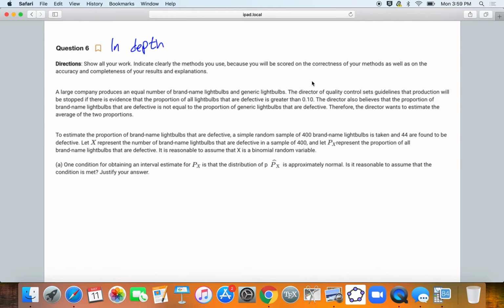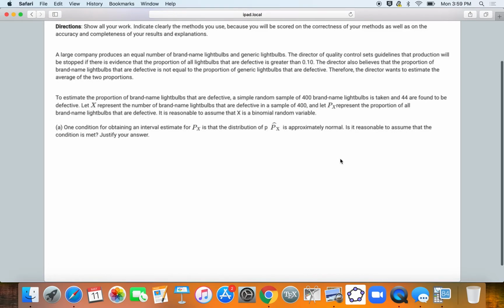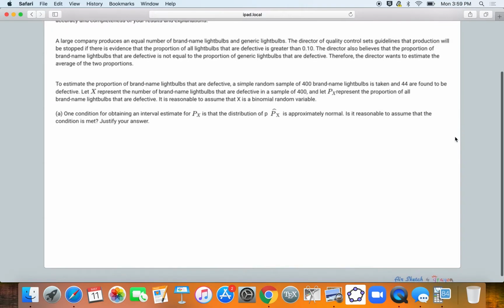All right, a large company produces an equal number of brand name light bulbs and generic light bulbs. The director of quality control sets the guidelines that production will be stopped if there is evidence that the proportion of all light bulbs that are defective is greater than 0.1. The director also believes that the proportion of brand name light bulbs that are defective is not equal to the proportion of generic light bulbs that are defective. Therefore, the director wants to estimate the average of the two proportions. To estimate the proportion of brand name light bulbs that are defective, a single random sample of 400 brand name light bulbs is taken, and 44 are found to be defective.